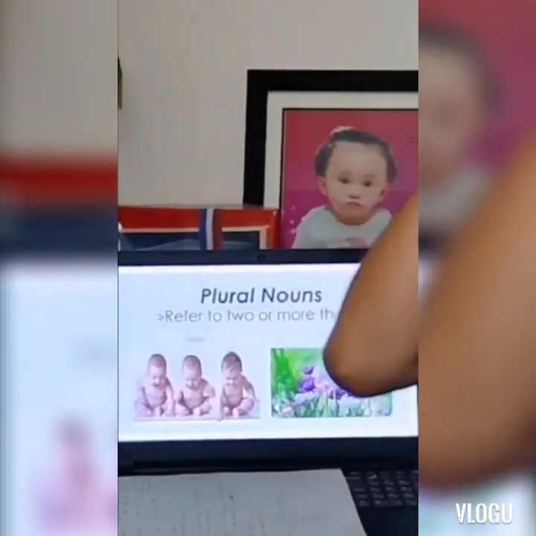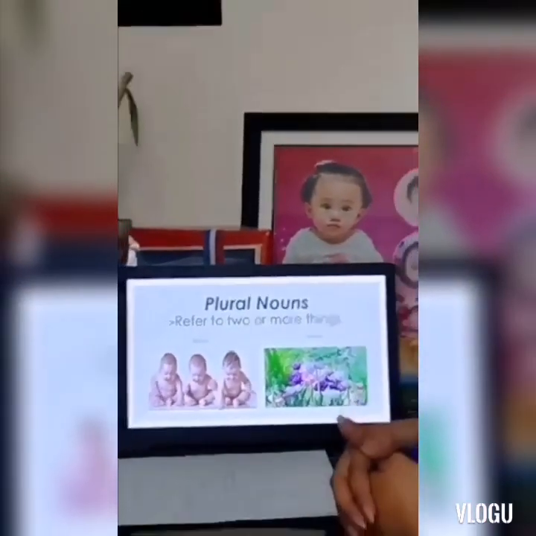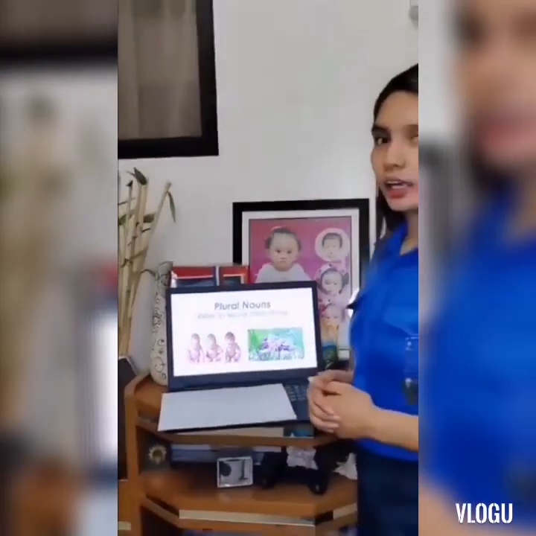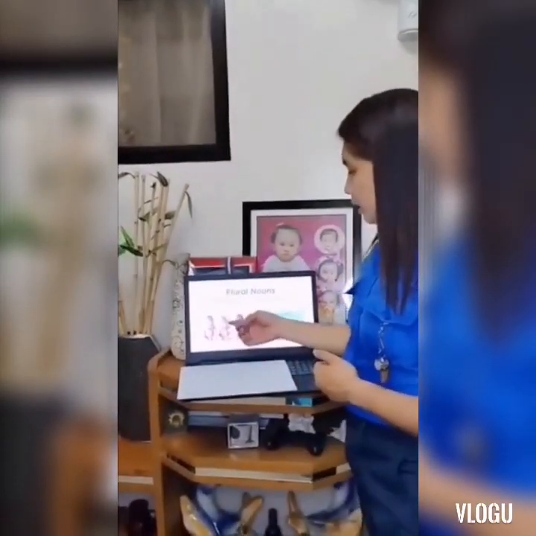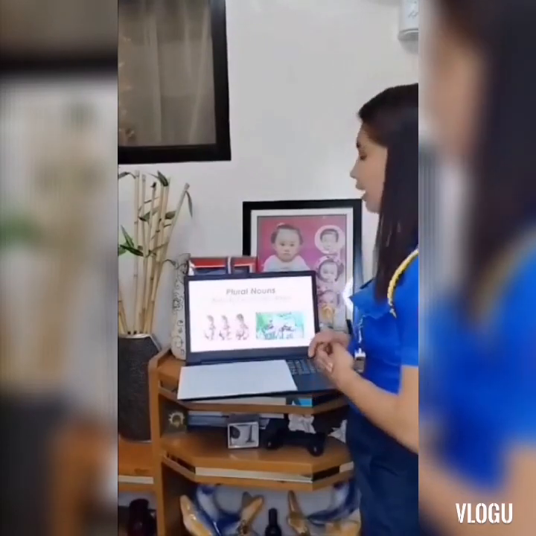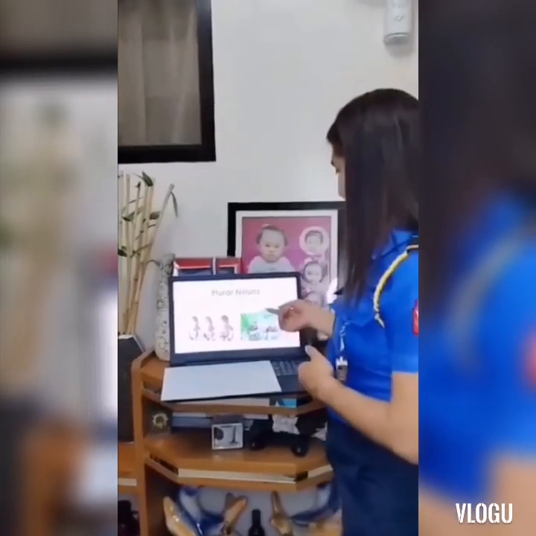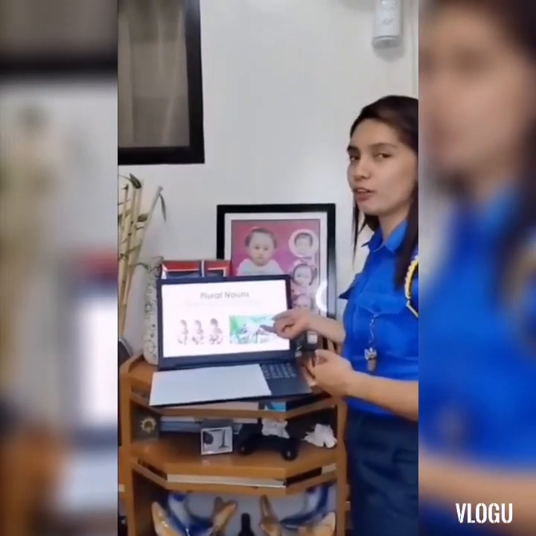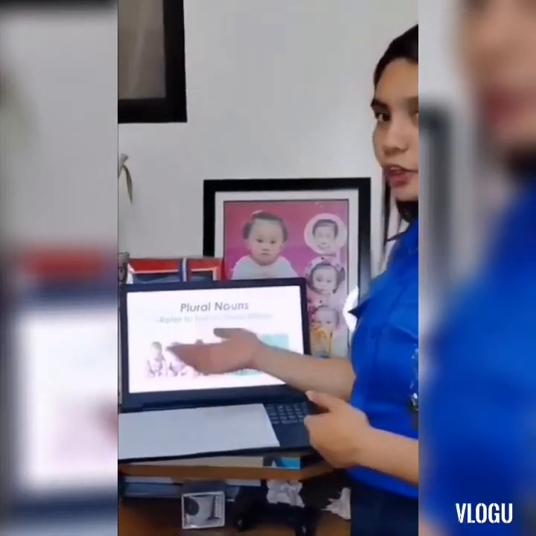Next, the plural nouns. They refer to two or more things. This is an example: babies. There are 3 babies. And flowers. There are many flowers. These are two examples of plural nouns.